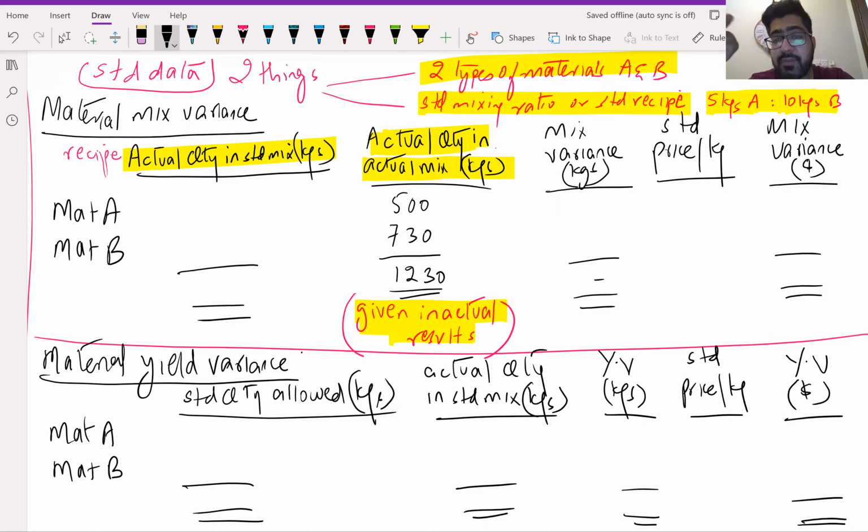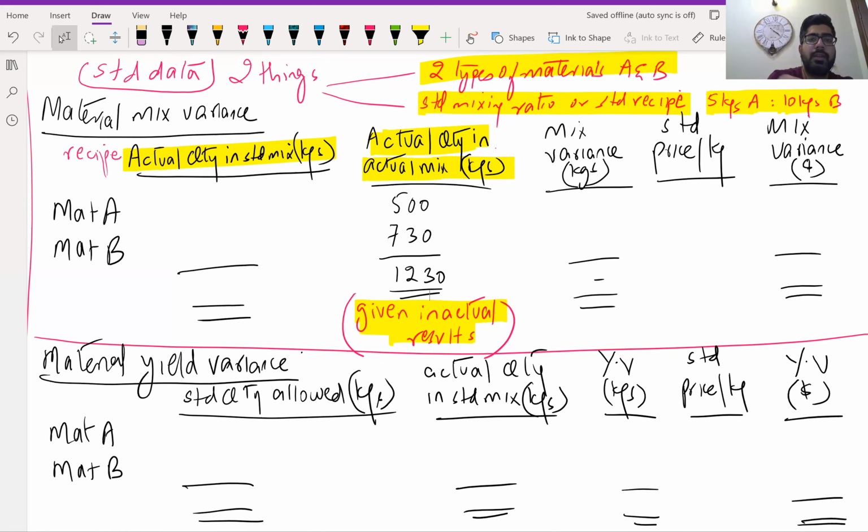Read the statement again. You have the question in front of you. During the period, 80 units were produced from 500 kgs material A. How much A did you input? 500. And 730 kgs B. How much B did you input? 730. So total actual quantity in actual mix, how much you have input, is always given in actual results: 1230. Okay. Any questions regarding this? You just need to go to the actual results and see that you have made 80 units and input 500 kgs A, 730 kgs B. So 500 A, 730 B, actual quantity in actual mix.